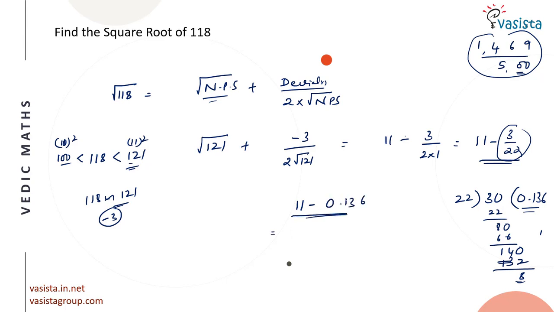11 minus 0.136. So 10 minus 6 is 4, 9 minus 3 is 6, apply Nikilam Sutra, 9 minus 1 is 8. Now here 1 minus 0 is 0, but you are out from the complement. So the answer is going to be 10.864. So square root of 118 is going to be 10.864.